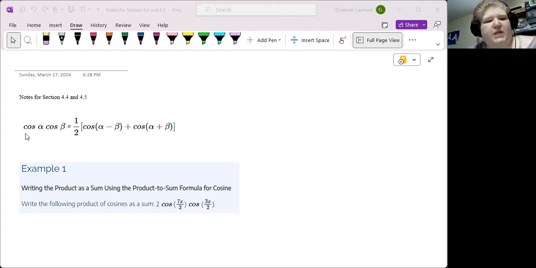So here's our first formula. Cosine alpha times cosine beta can also be written as 1/2, the brackets are all the way around, cosine of alpha minus beta plus cosine of alpha plus beta. So write the following product of cosines as a sum.